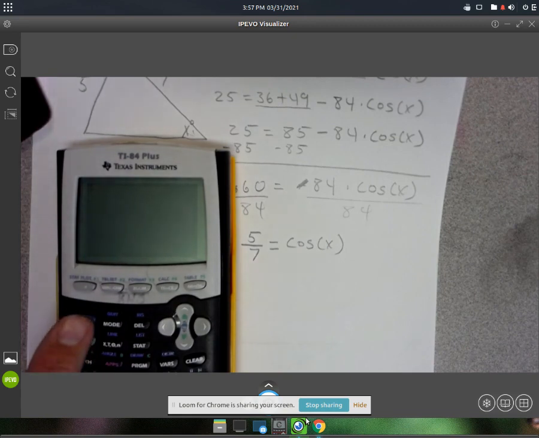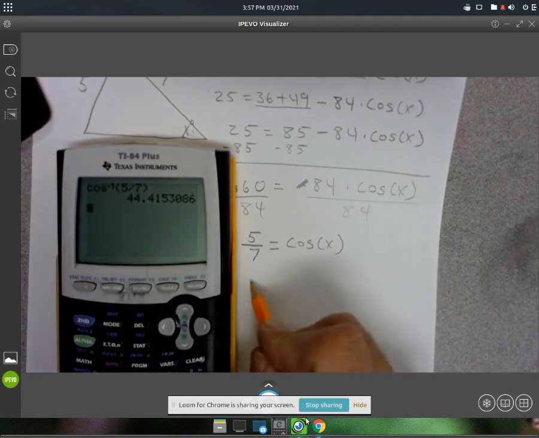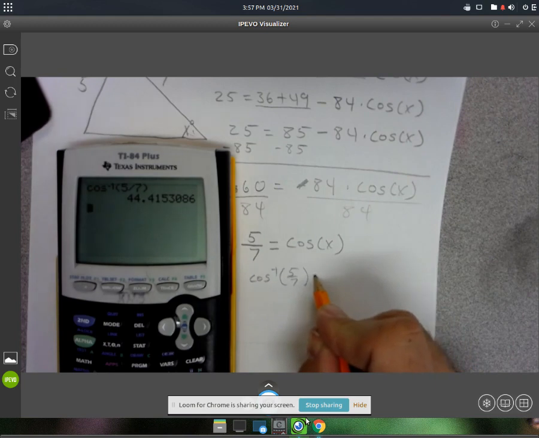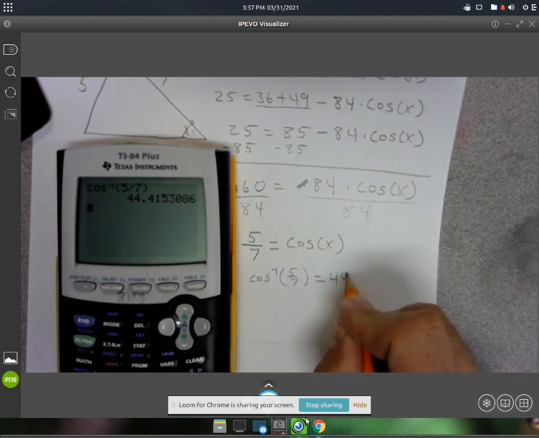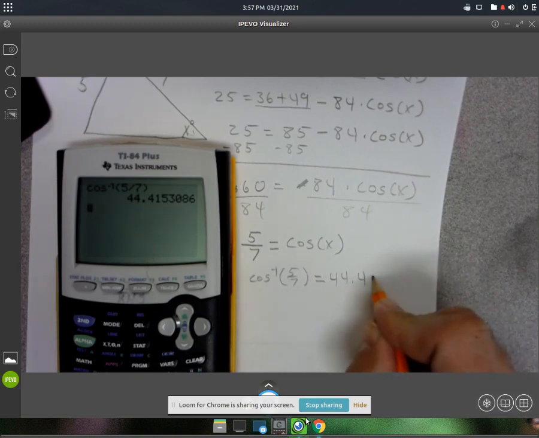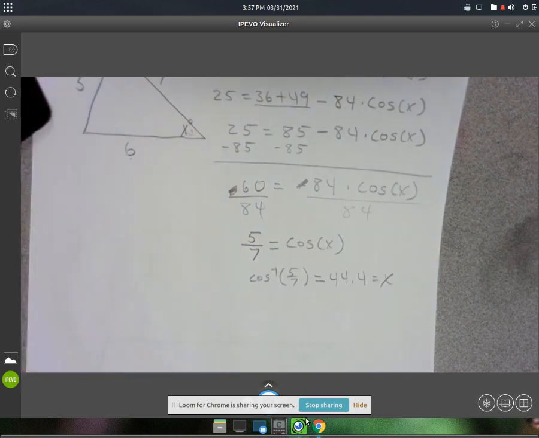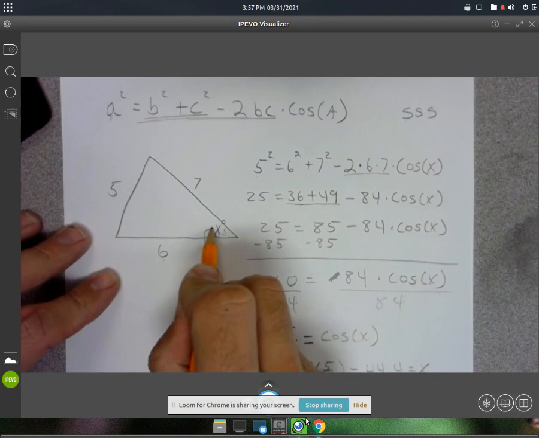So if I do inverse cosine of 5/7, that's going to give me a 44-degree angle. I'm going to do cosine inverse of 5/7, and that's going to tell me what my x is. That's equal to 44.4, and that's equal to my x. So I got one angle, 44.4.